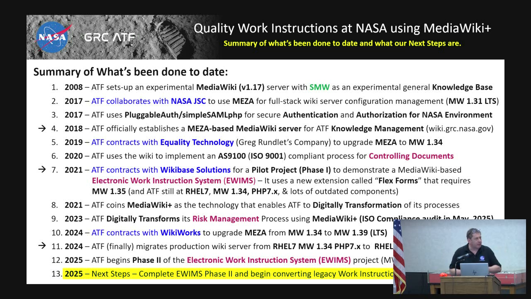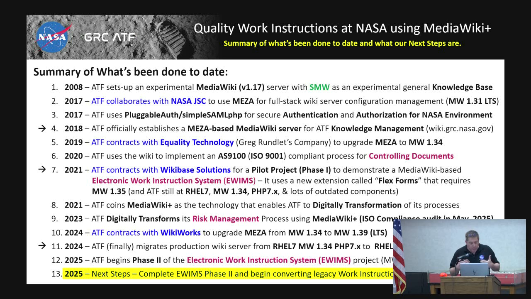They helped us update Meza to 1.39, and so now we're back on a long-term support release of MediaWiki. We get to benefit from all of the latest, greatest improvements of extensions, and here we are in 2024. We migrated our production server. We did the upgrade that I was mentioning, and now we're ready to begin phase 2.